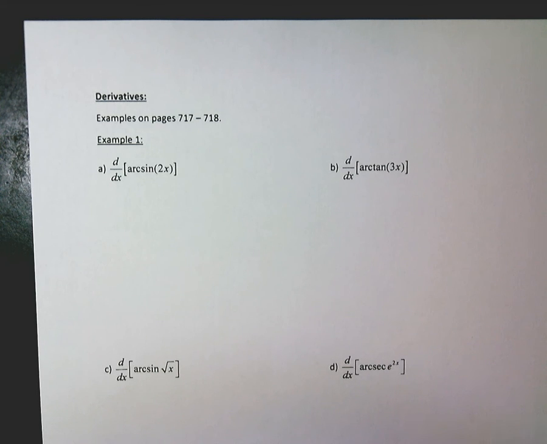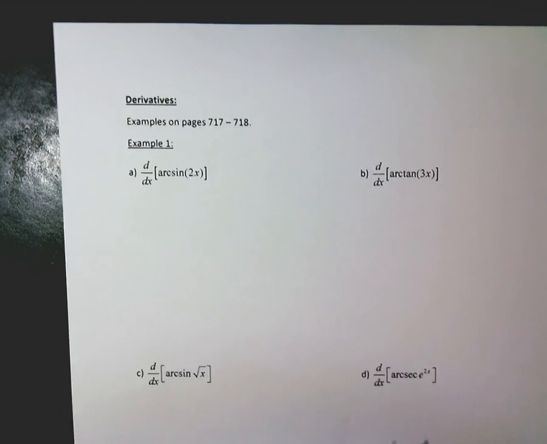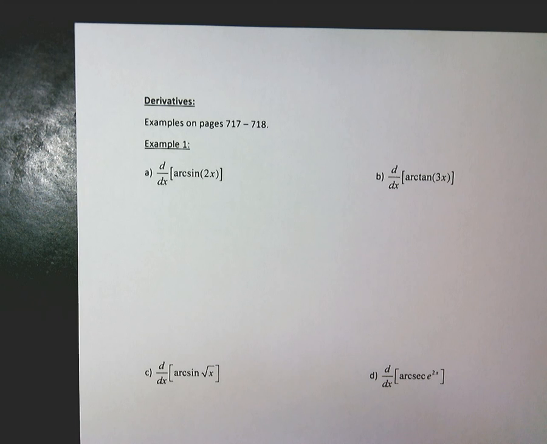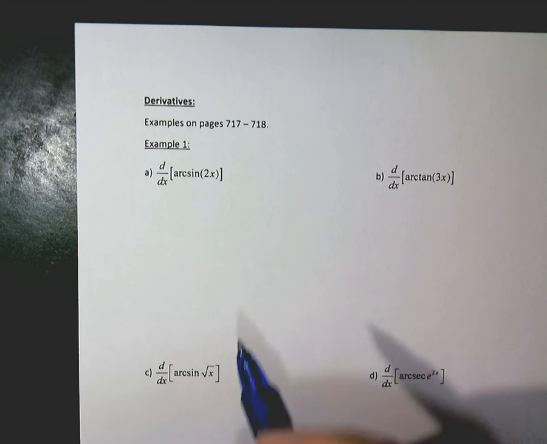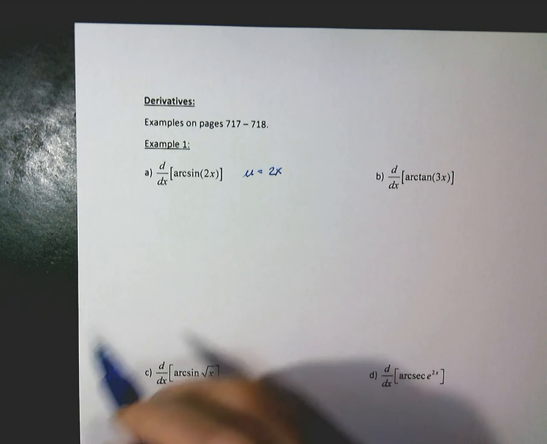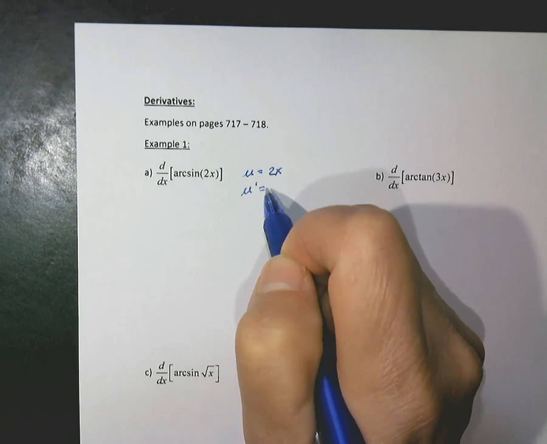Okay, so what I want to look at first is I've got this 2x, so I need to use a chain rule. So the way I'm going to do it here is I'm going to say u is equal to 2x. So I know u prime is equal to 2.